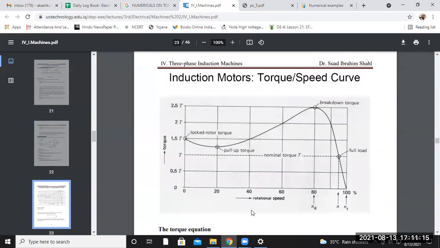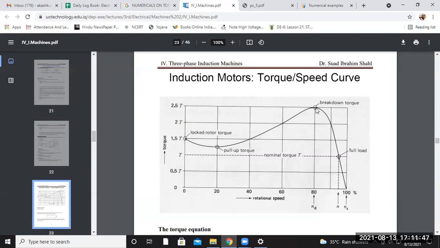Then there is the torque speed curve for the motoring mode of the induction motor. The torque is on the y-axis and the rotational speed is on the x-axis. Here you can see the locked rotor torque. Then there is the pull-up torque, the minimum torque required before starting. Then there is the breakdown torque, which means the torque will not exceed this value. This is the maximum torque that a motor can withstand.